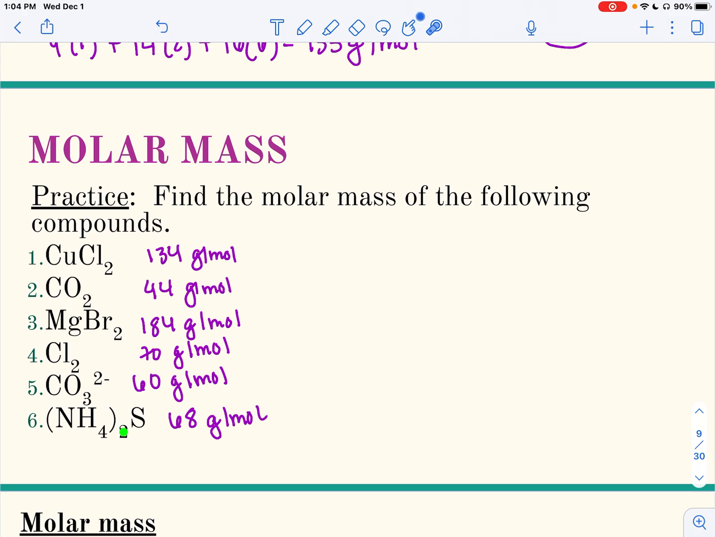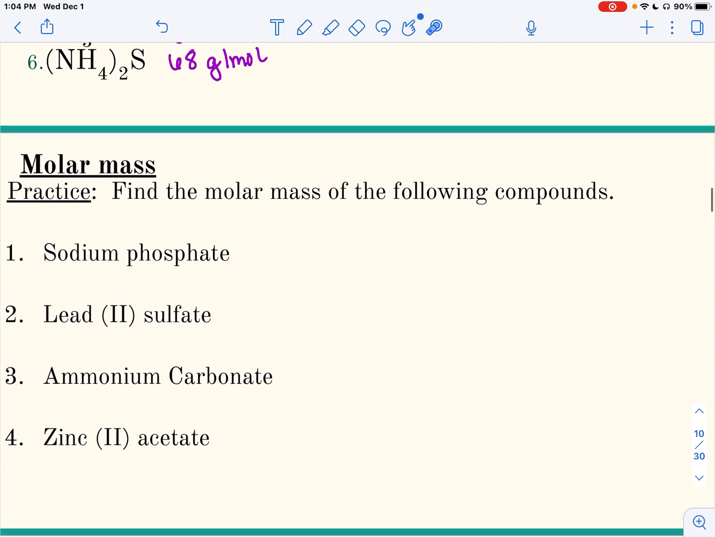And then here for this one, you distribute that 2. The S isn't touched because it's outside the parentheses, so it's just going to be 2 nitrogens and 8 hydrogens. Okay, one more set of practice.